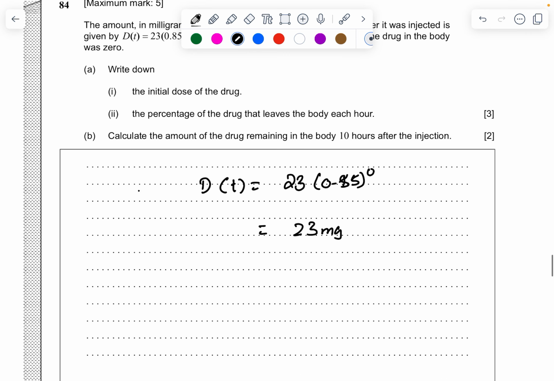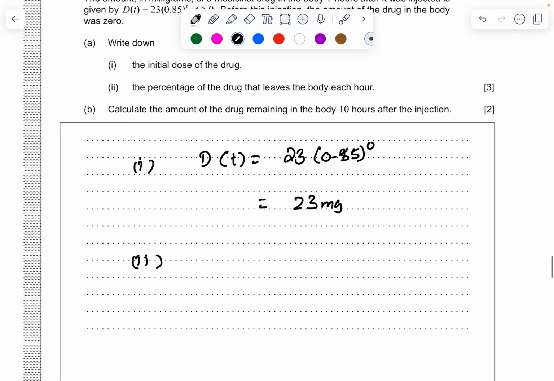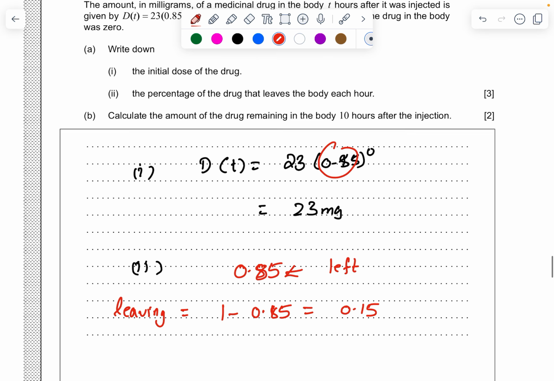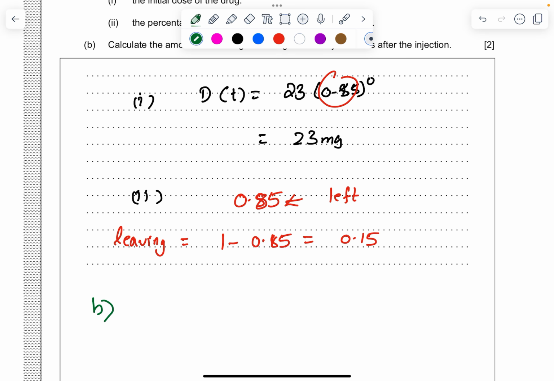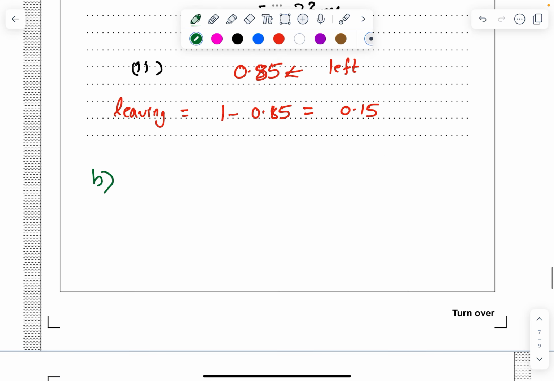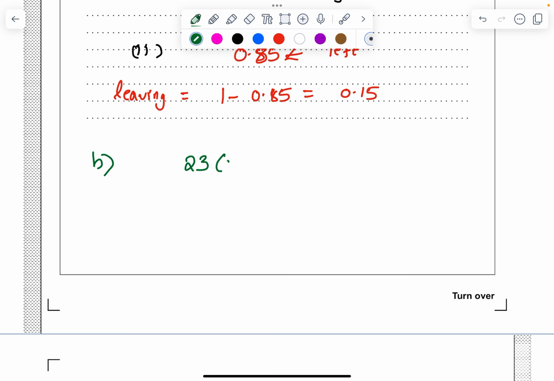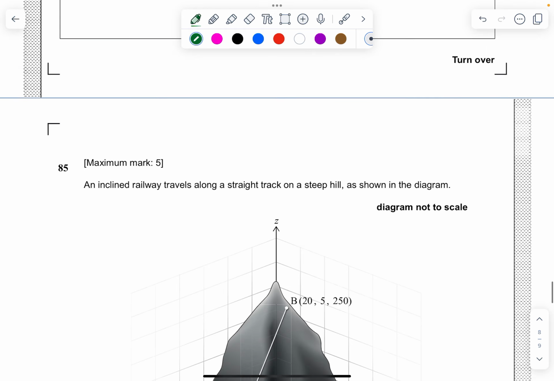The percentage of the drug that leaves the body each hour. So we see that the common ratio is 0.85. 0.85 is the leftover. So percentage leaving will be 1 minus 0.85, which is 0.15. Next, calculate the amount of the drug remaining in the body 10 hours after the injection. So 23 times 0.85 to the power of 10, which is 4.53 milligrams.